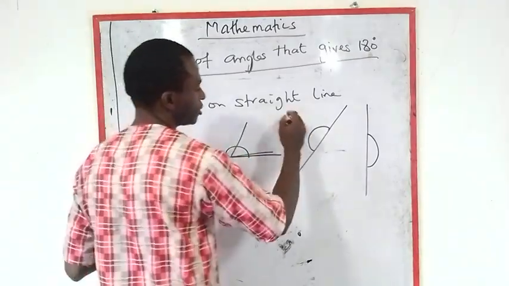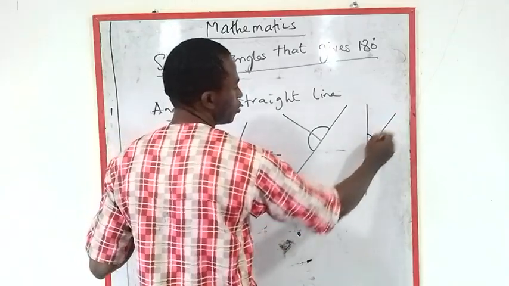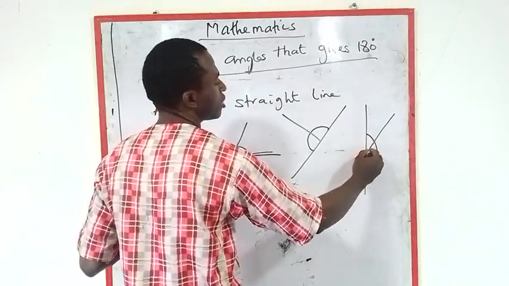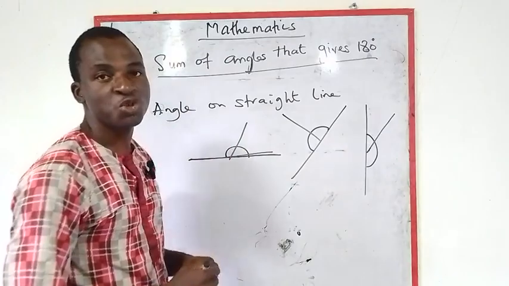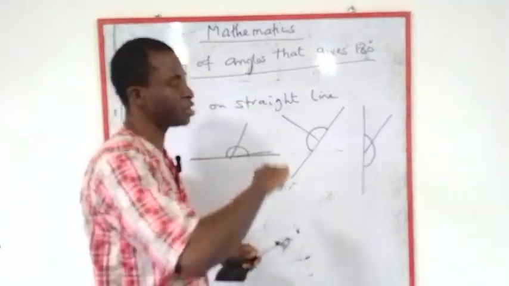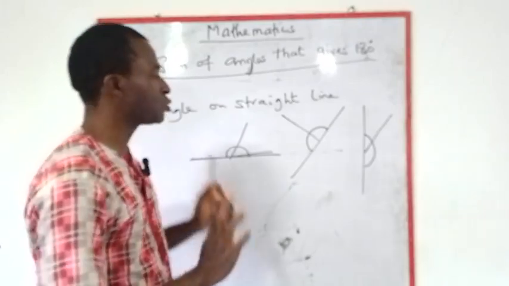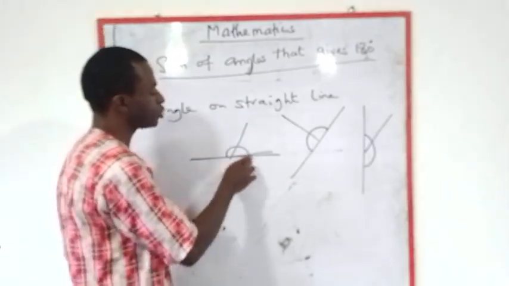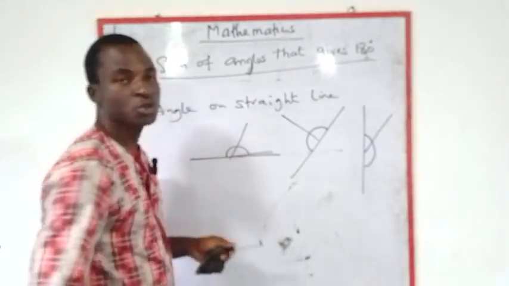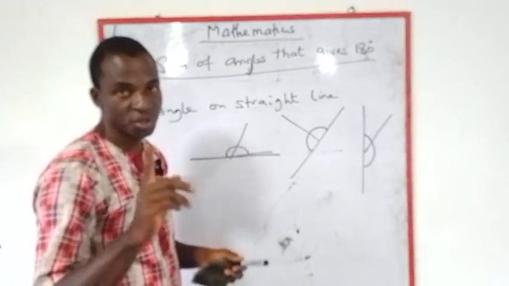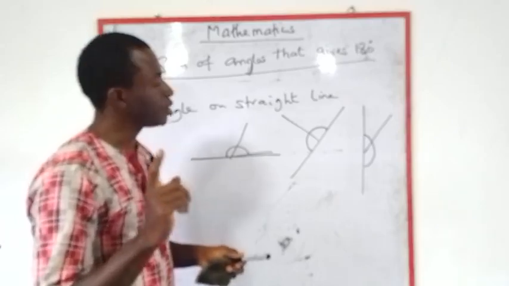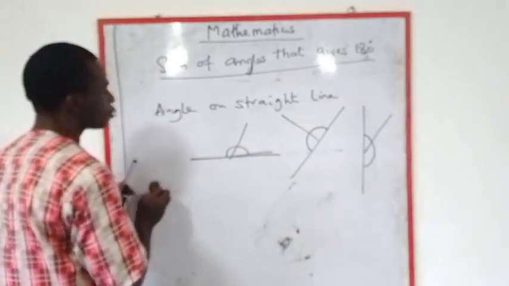It could be an angle like this, it could be an angle like this, it could be an angle like this. All you just need to do is to trace the angle and ensure that it's actually along the straight line. That's all you need. Then you do your calculations, you add up all the angles to sum up to 180 with the reasons. Don't forget, that will be along with your calculations. That is the first one.